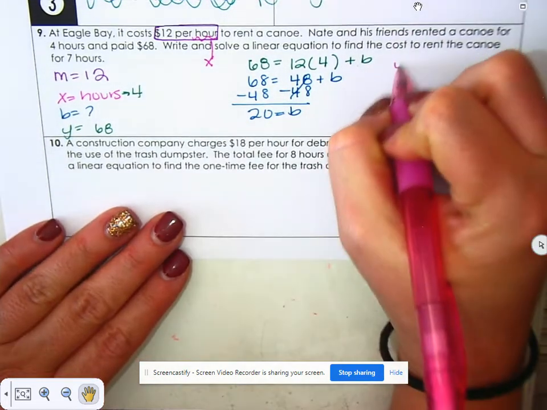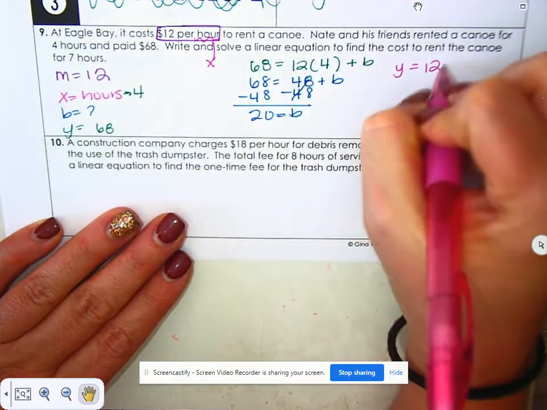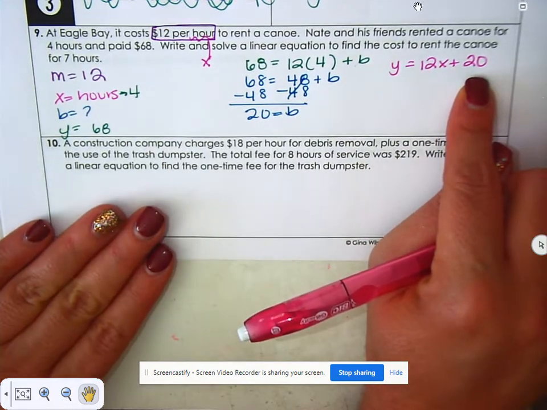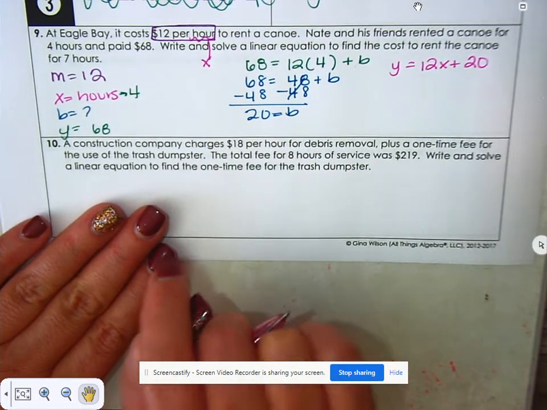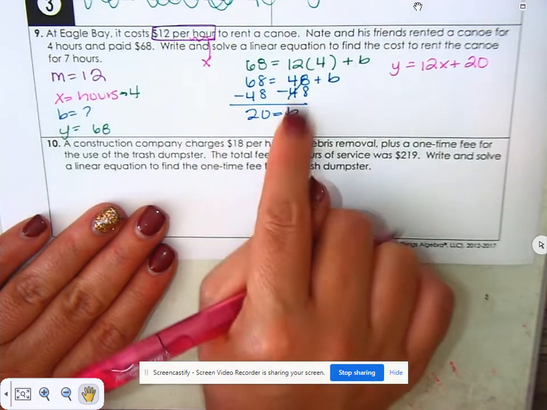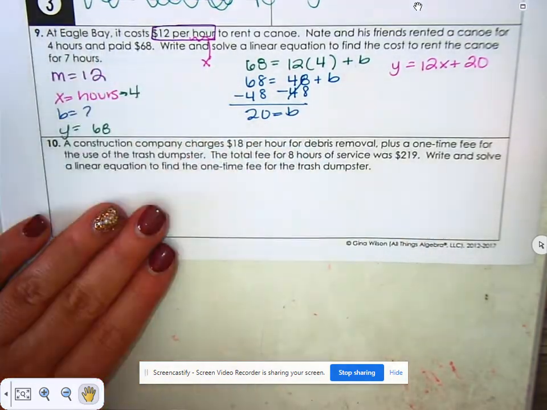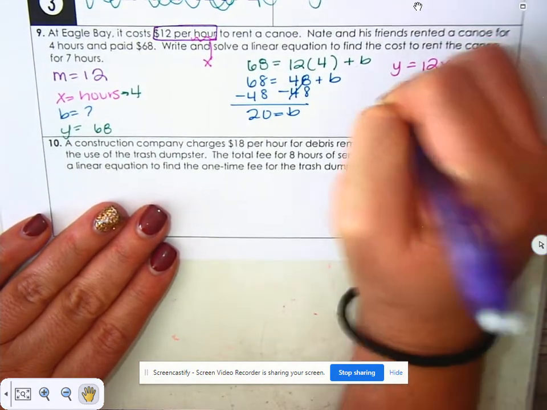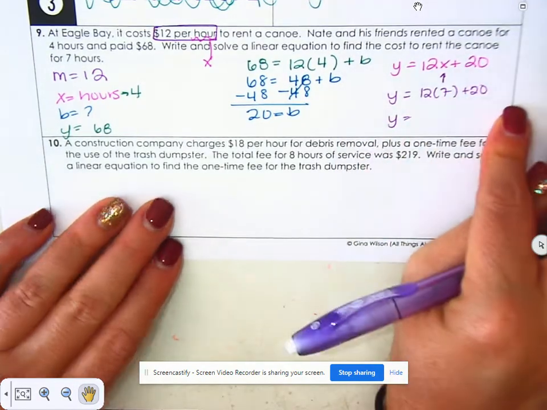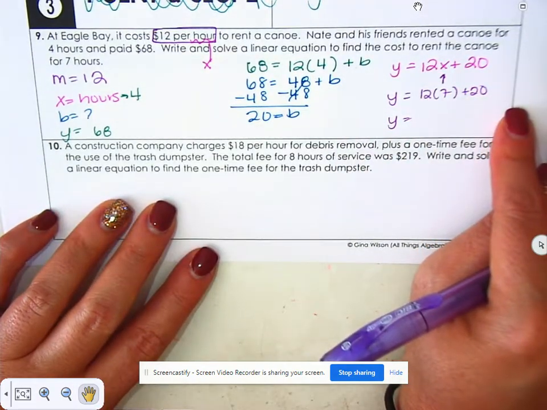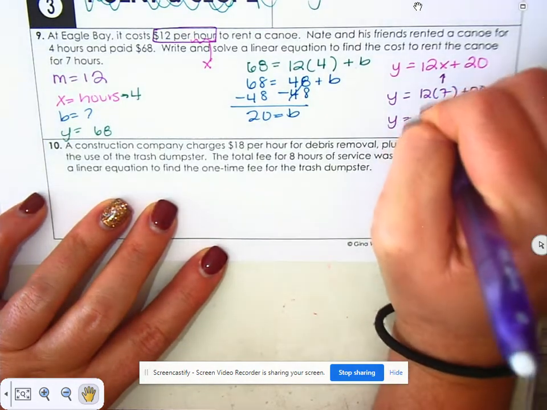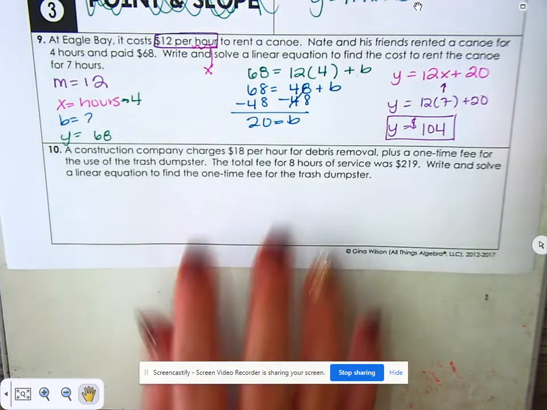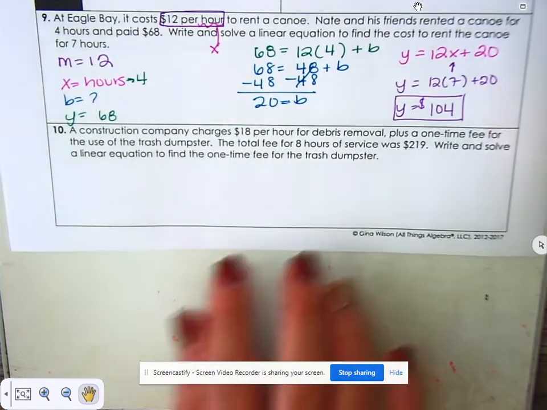So that's the equation. Y equals our M was 12 and our B was 20. So $12 an hour plus a $20 flat fee for the canoe rental. All right. Now we go back in and it says how much would it cost for 7 hours? So now we're going to take our equation and we're going to plug in 7 for X. And you just type that straight into your calculator. And that's going to give you $104. Okay, so again, we're finding B first using the information that we're given. Write your equation and then plug in what else you know.